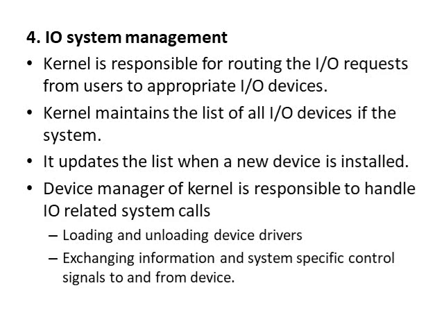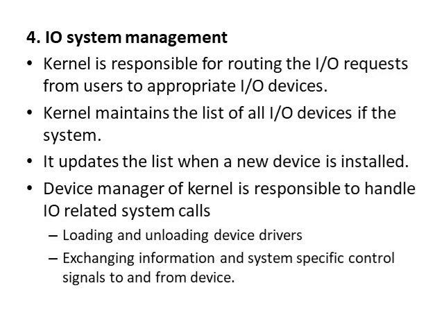Now the IO requests that come from a user, the kernel will be responsible to route those IO requests that come from the users to the appropriate IO devices. There are various IO devices that can be attached to the system. Here we are talking specifically about the embedded system. An embedded system can have various IO devices. Examples can be a keyboard, a mouse, a printer, or a scanner.